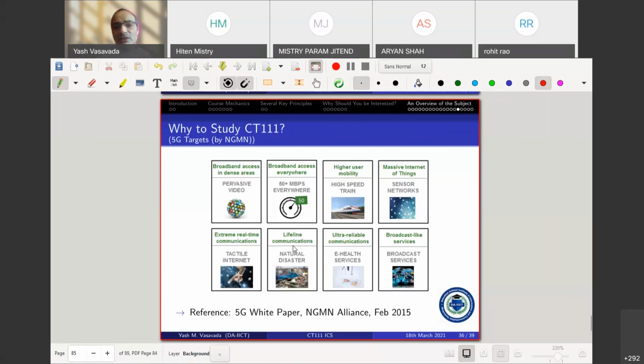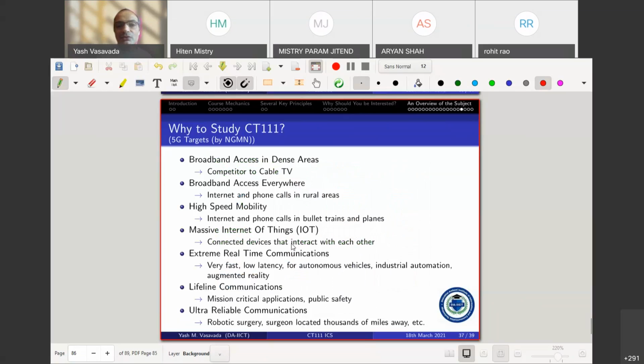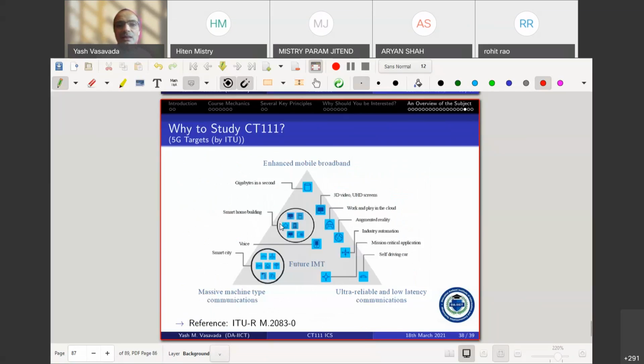Lifeline communication. So if there's some natural disaster, we need to set up a communication system in those scenarios. Ultra reliable communication where some surgeon may be able to perform surgery remotely using some robot, etc. So these are some of the services that are being planned for 5G. This is what I already mentioned to you, so I won't spend too much time on this.